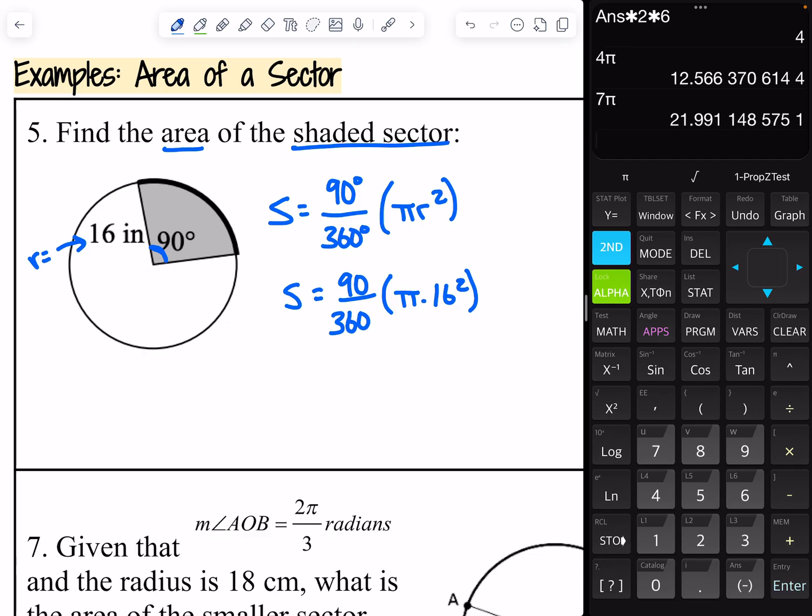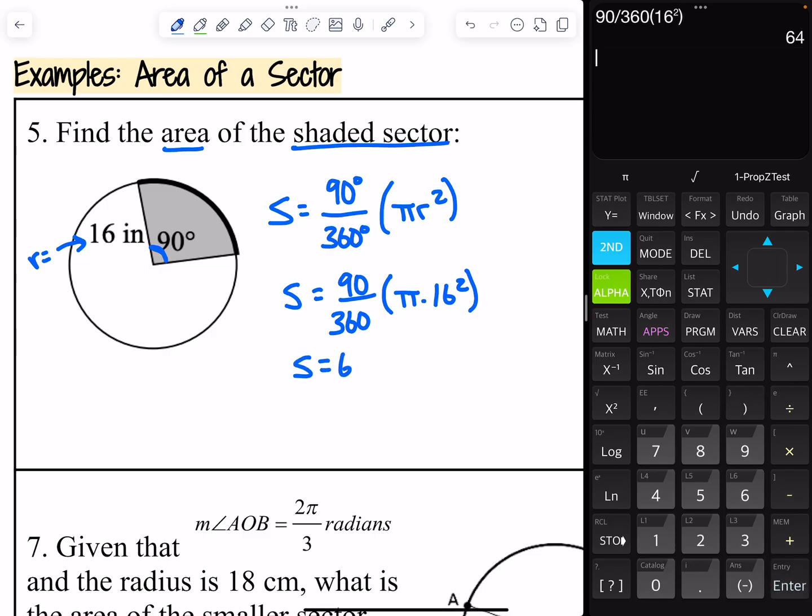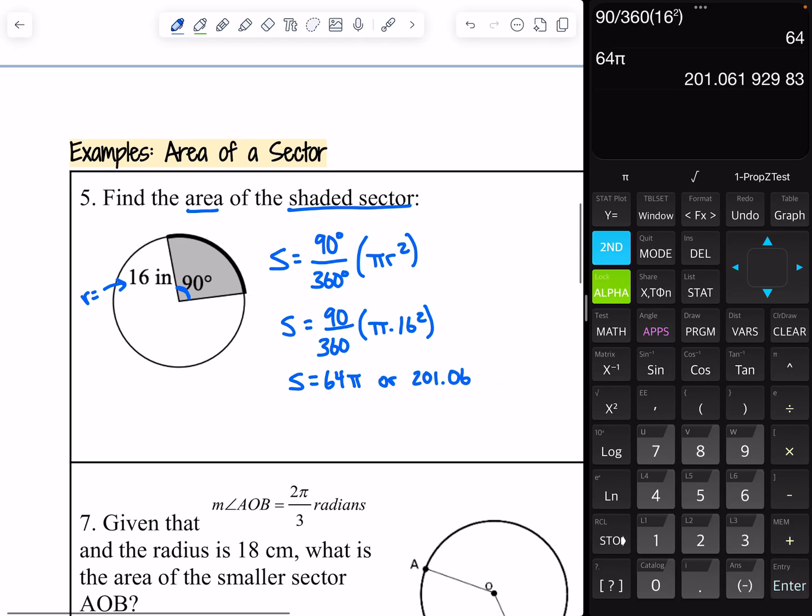And then again, we can use our calculator to help clean all that up. So I'm going to type in 90 divided by 360 times 16 squared. But I'm just going to leave out the pi because I want to leave my answer in terms of pi, which a lot of times they do it that way. But if I need a decimal, I can easily just multiply the 64 times pi in the calculator, and I would get a decimal version of the same answer. So 201.06, I'm going to call it. But then that's it. So we're just practicing formulas, basically.